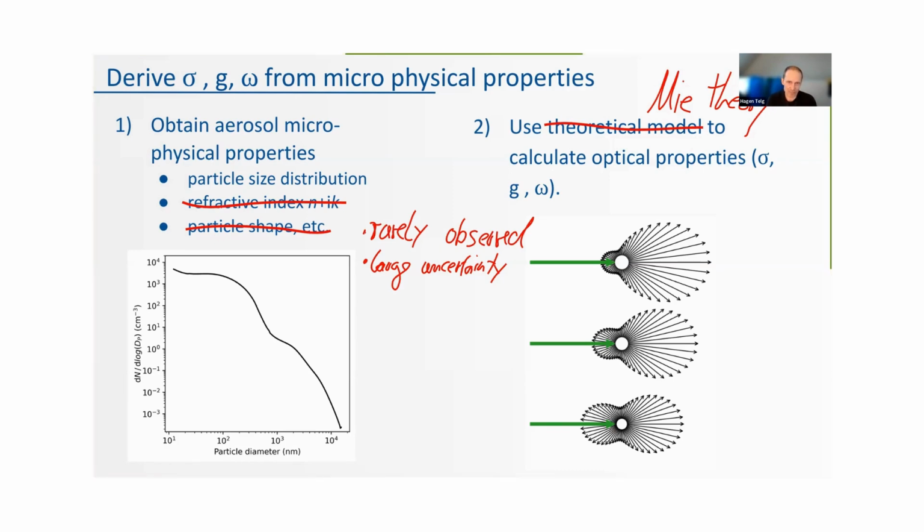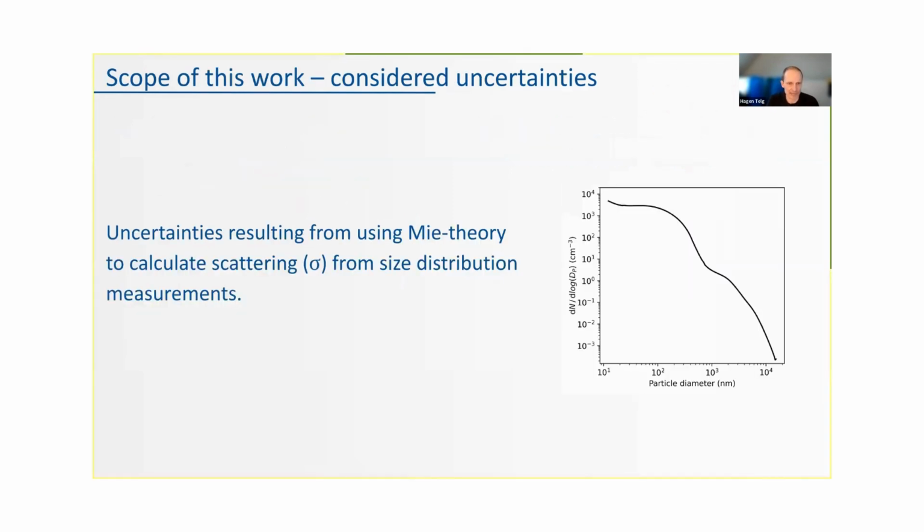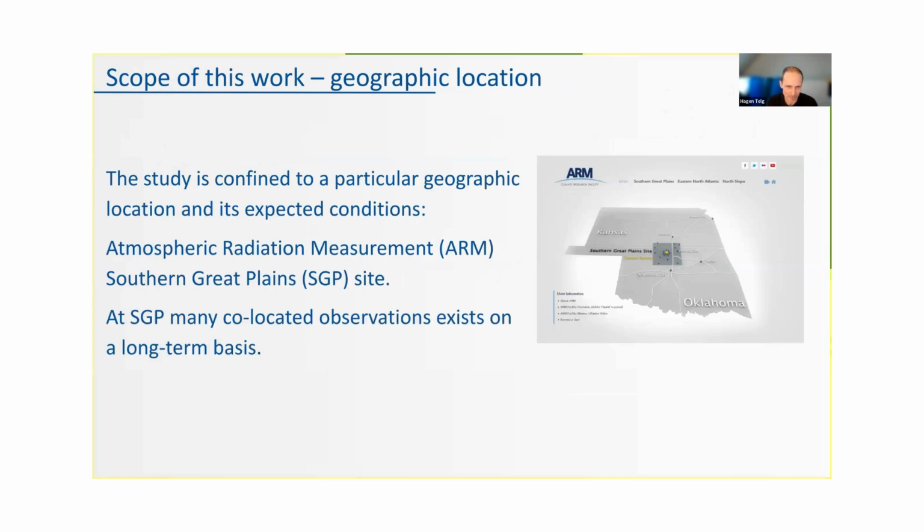So this brings me to the first boundary, or constraint, of this work: I will discuss uncertainties resulting from using Mie theory to calculate scattering, and only from size distribution measurements, which is a very common thing that is found in the literature.